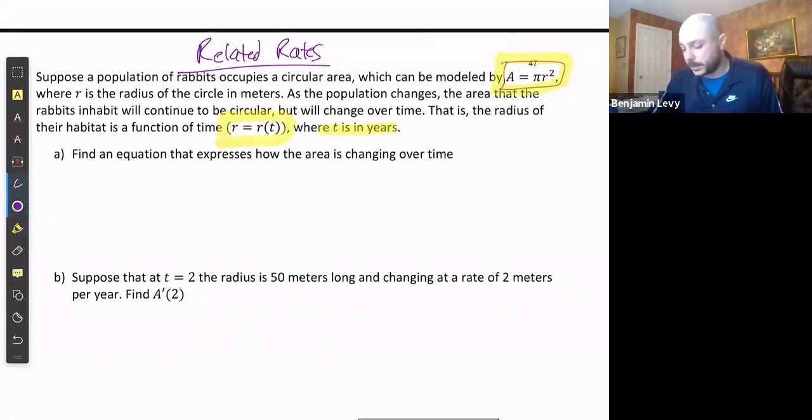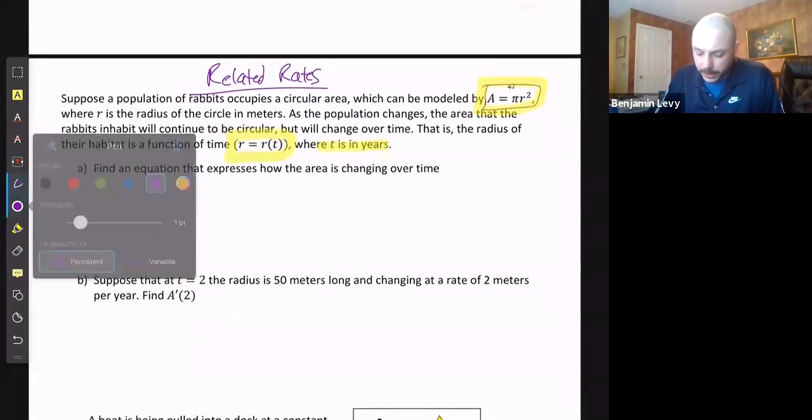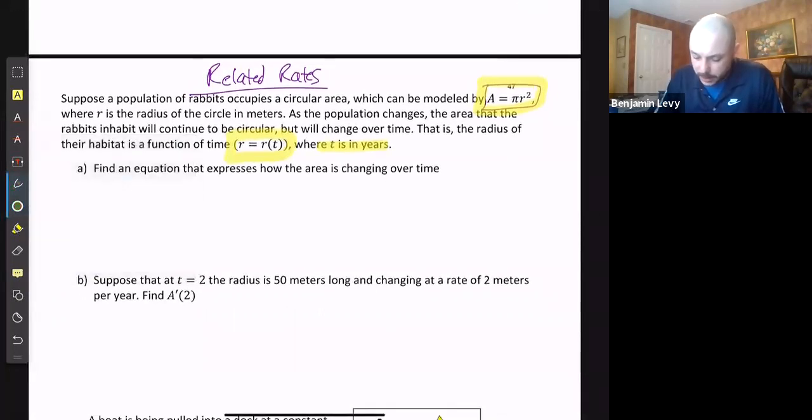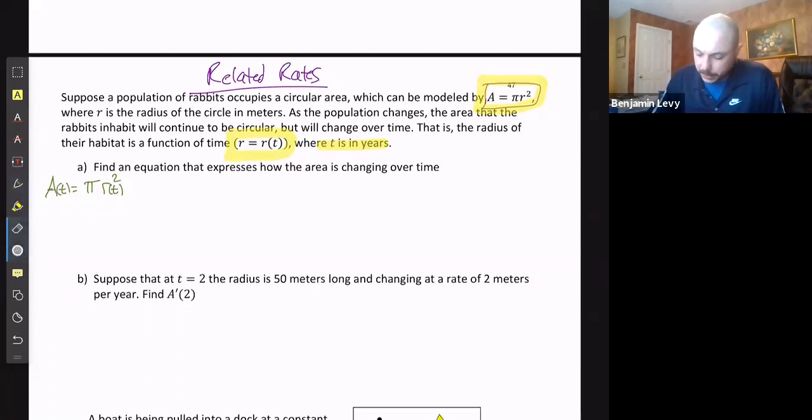So the first question says, write an equation that expresses how the area is changing over time. We know what the area is, right? We know that A is pi r squared, but r is a function of t, and so that means A is also a function of t. Right, and so let me actually rewrite the last part.